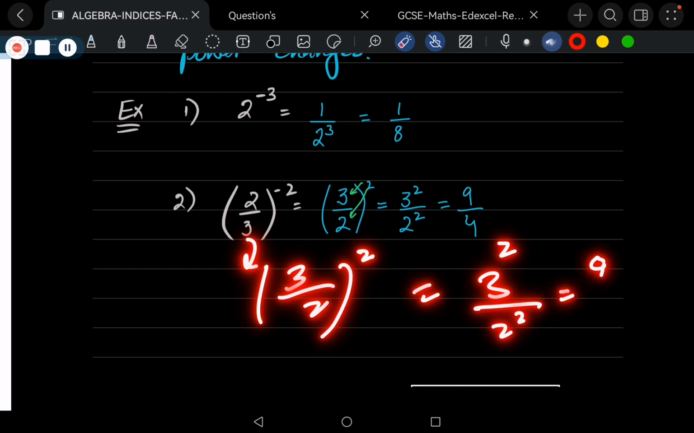3 square means 3 times 3, that is 9. 2 square means 2 times 2, that is 4. So 9 over 4 is the answer.